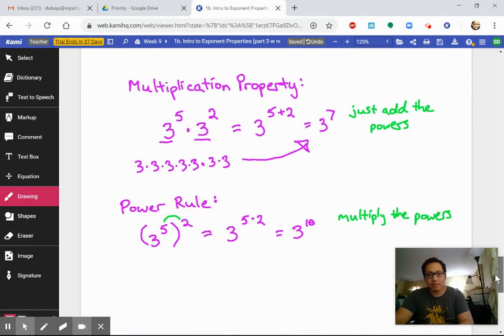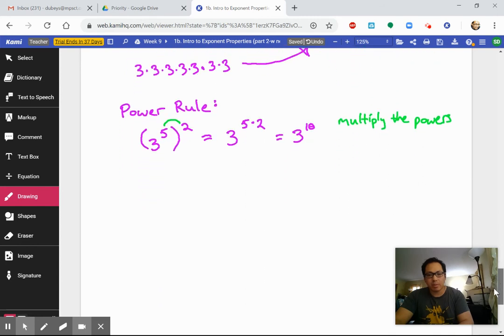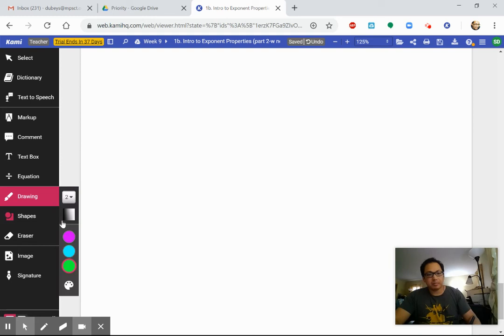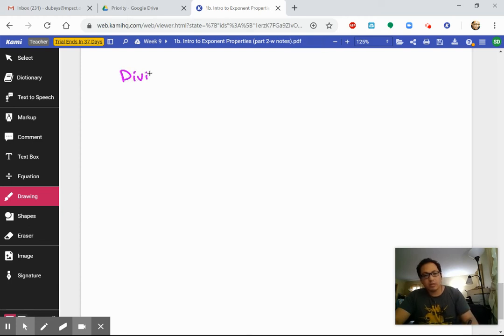So we've got these previous ones, right? Multiplication property, power rule from last time. And now I'm going to add the division property. And you can tell I haven't written it in a while. What's the division property?